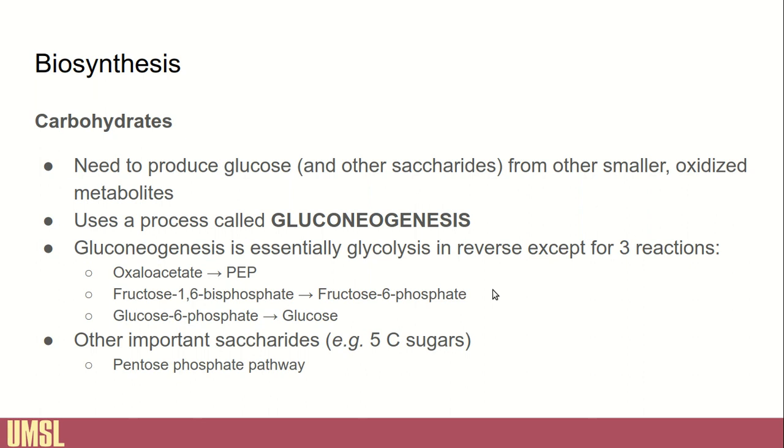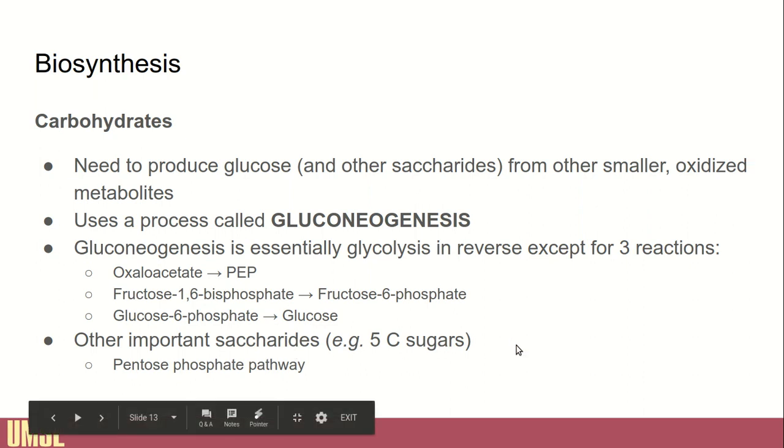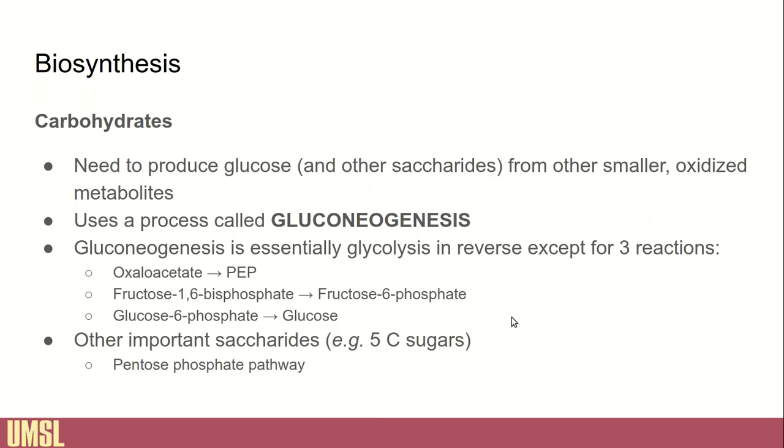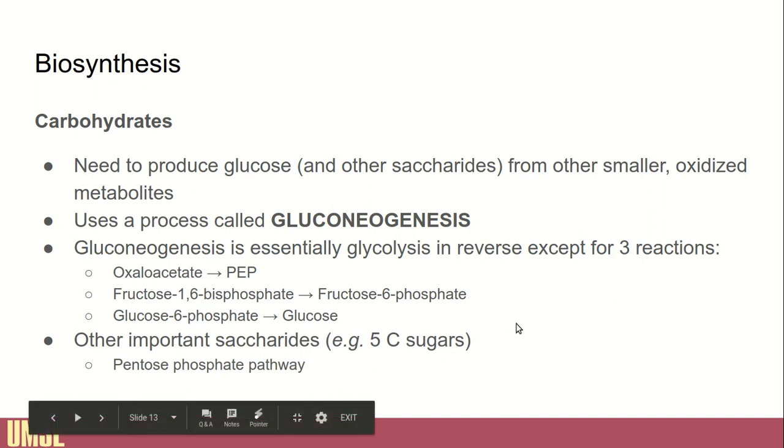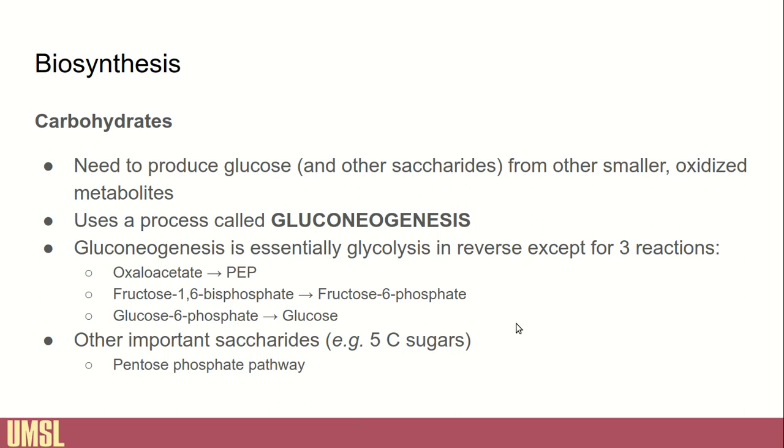Now there's some key items in gluconeogenesis, and essentially what's nice about gluconeogenesis is it's more or less glycolysis, except for 3 reactions. One is that you need oxaloacetate to be converted into phosphoenol pyruvate. You need fructose 1,6-bisphosphate to be converted to fructose 6-phosphate, and you need to be able to convert glucose 6-phosphate to glucose. And there are other important saccharides as well, 5 carbon sugars, the most important of which being ribose, because you need to have a ribose sugar backbone to make DNA and RNA, and this relies on the pentose phosphate pathway. And so I will enumerate and elaborate on what all of these things are.